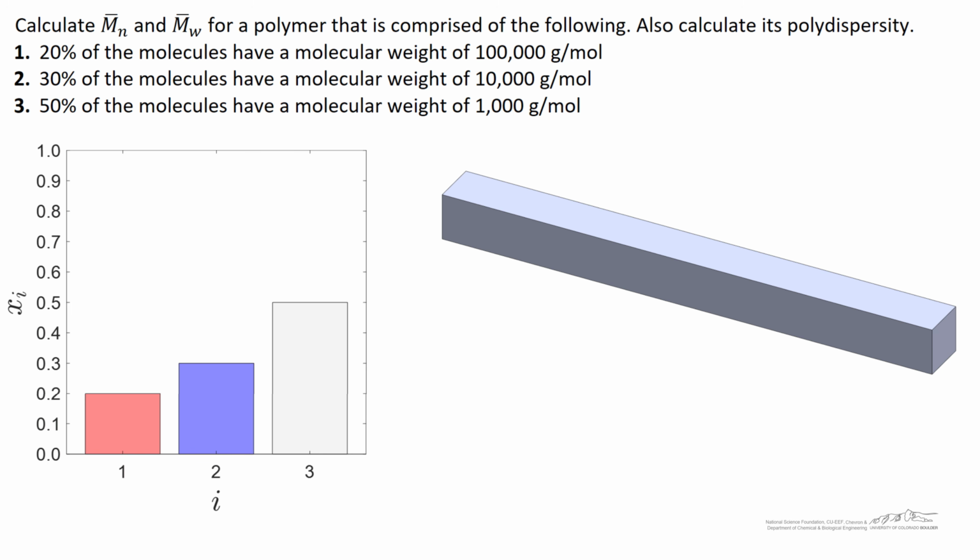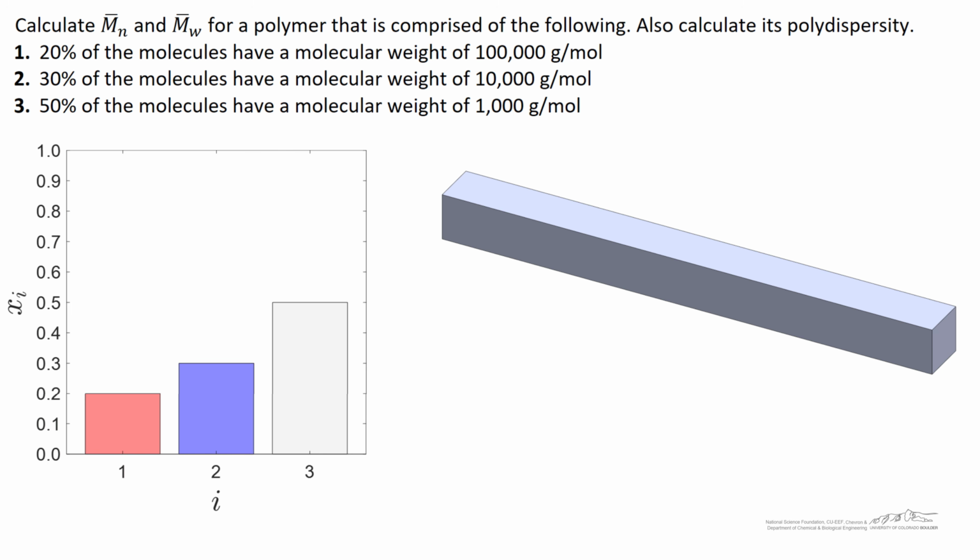So here we're trying to calculate the number averaged and weight averaged molecular weights of a polymer in which 20% of its molecules have a molecular weight of 100,000 grams per mole, 30% of its molecules have a molecular weight of 10,000 grams per mole, and the remaining half of its molecules have a molecular weight of 1,000 grams per mole. On the lower left, I've graphed the mole fraction of the three different molecular weights of polymer that this piece of plastic is comprised of.